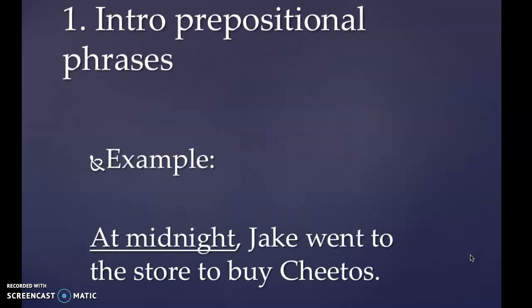So number 1, introductory prepositional phrases use commas. So look at the example, at midnight, comma. At midnight is an introductory prepositional phrase. You need to use a comma after it to separate it from the independent clause. Look at what comes after at midnight. It is an independent clause. Jake went to the store to buy Cheetos. It has a subject, a verb, and a complete thought.